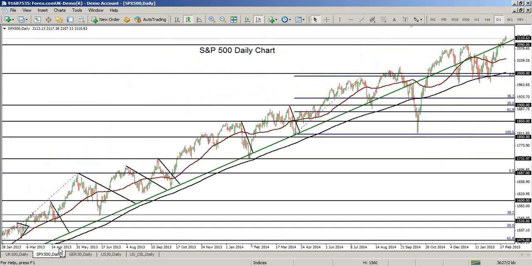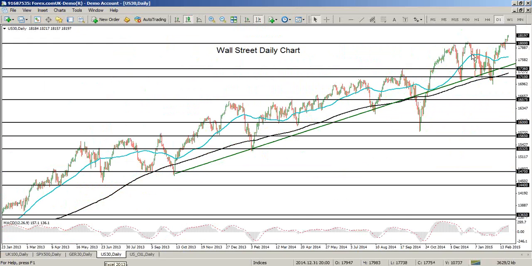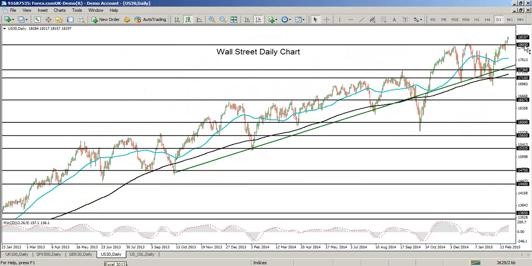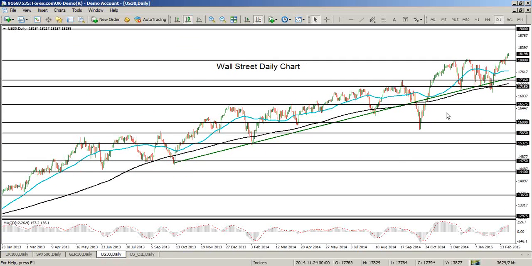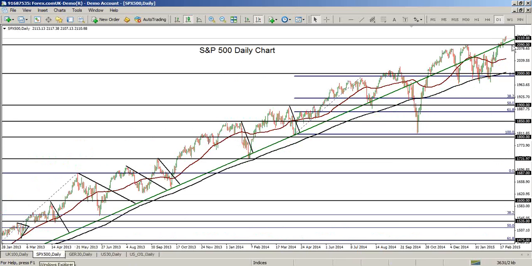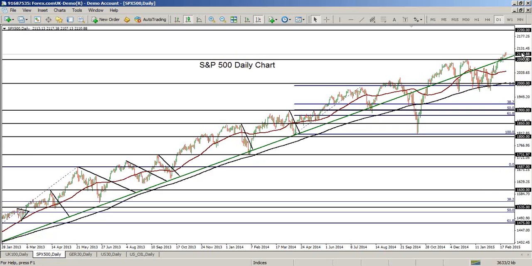And then the S&P 500 broke to new highs, as did the Dow, looking possibly for 19,000 on the Dow or Wall Street. But I am looking for a pullback on that, as I am looking for a pullback on all of the indices. They've just gone too far, too fast, too high. As we can see here, I am looking for a pullback to the downside, but in terms of the S&P, 2200 is a further upside target, but again, looking for some downside movement.